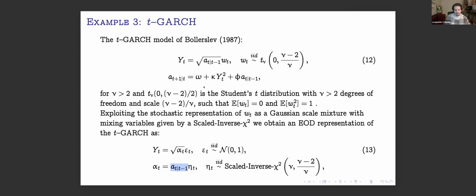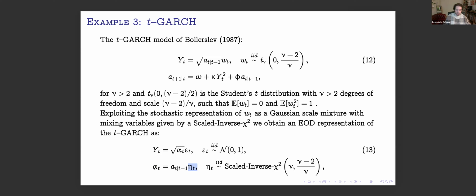Now, I parameterize this scale inverse chi-square distribution such that its expectation is 1. And so we can compute the expectation of alpha t given past y's, and it's simply going to be this one. But we can also compute the variance of alpha t given past y, and it's going to be a function of the variance of eta t.